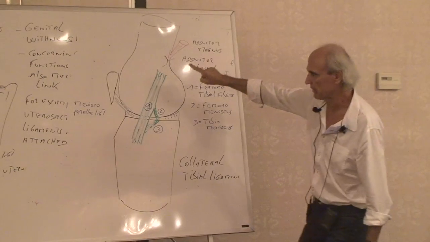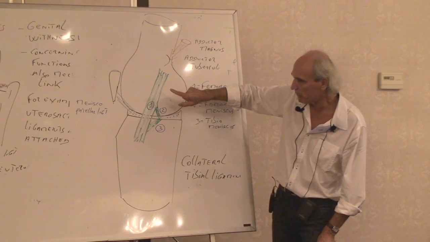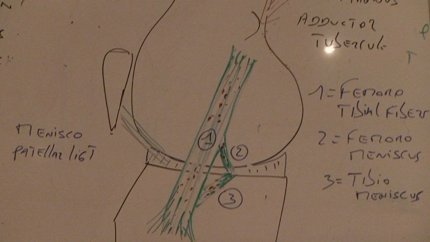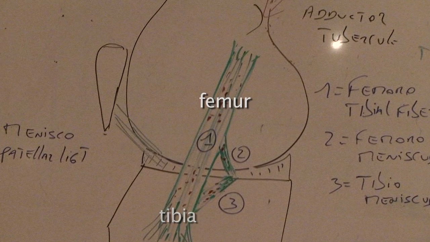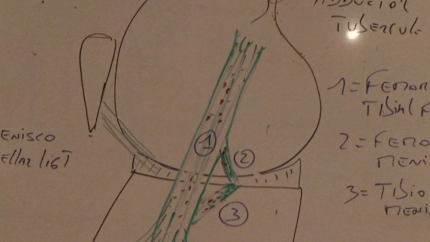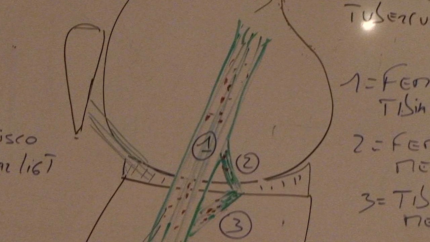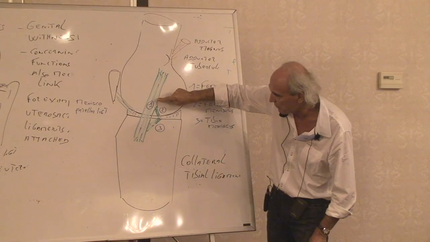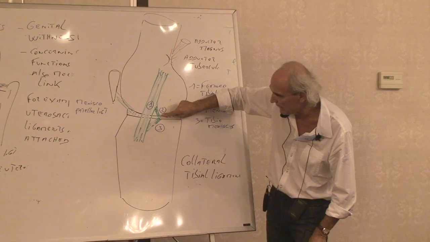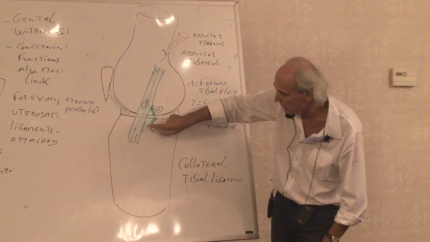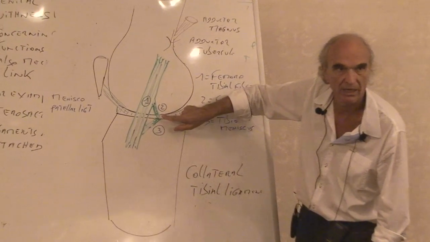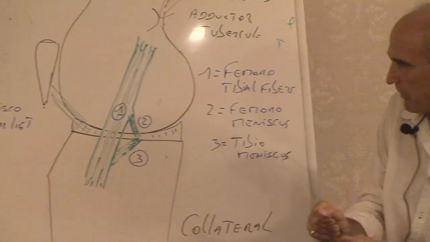Okay, that is a collateral tibial ligament, and there is something absolutely to check. You have some femoral tibial ligament, coming from the femur to the tibia. We have some femoral meniscus ligament and tibio meniscus ligament, and we'll try to make the difference between both.